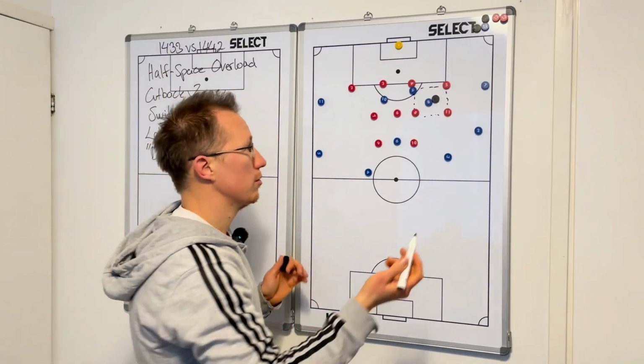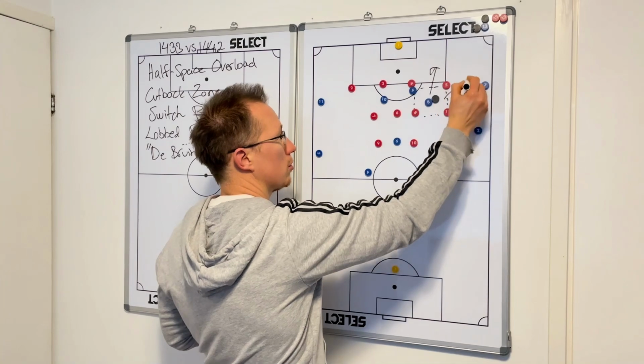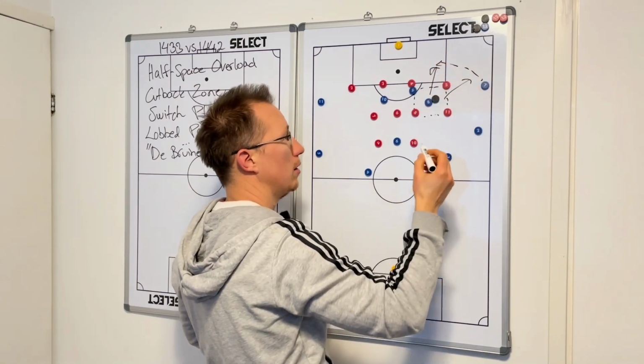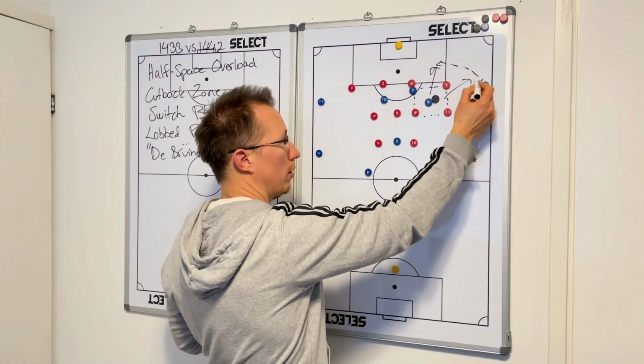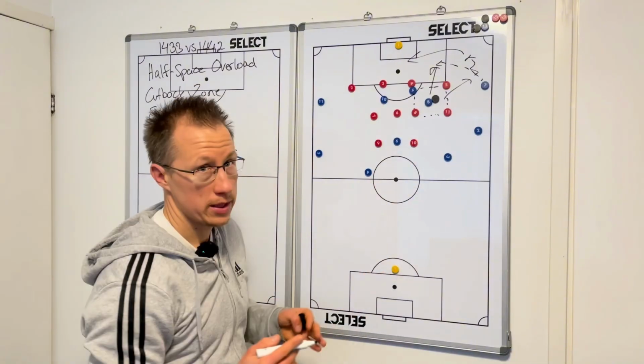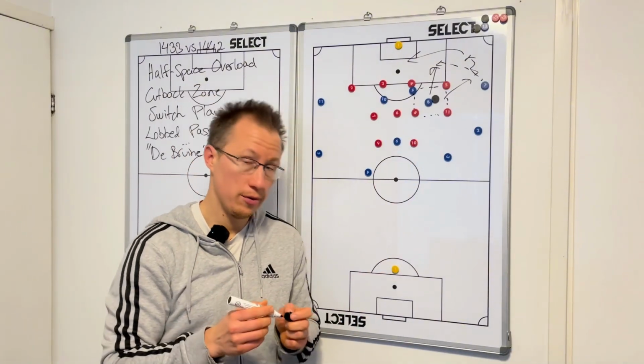Here you can choose to play the ball inside the box or play the ball wide. So number 7 can either make a deep run or receive front foot and dribble and cross. Simple pattern, difficult to defend.